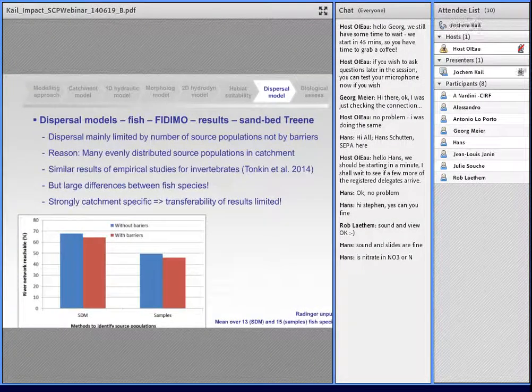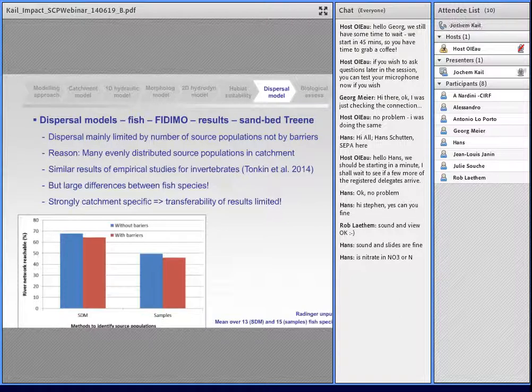So one of the main outputs and results for the sandbed river Treene for our study reach was that the dispersal is mainly limited in our catchment by the number of the source populations and not by the barriers. This is illustrated in this figure because we used 2 different methods to quantify the source populations. So we used the SDMs, so this statistical approach, and we simply used the biological samples that we have. And you can see that these differences are quite large compared to the difference between the blue and the red bars, which are the modeling results with and without barriers.